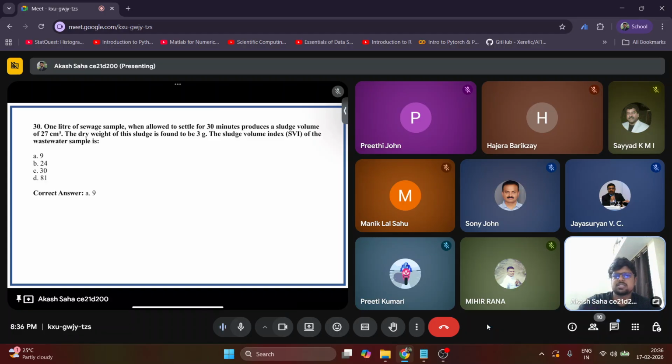This similar problem we have already done to find out the sludge volume index. Simply we have to divide the volume with the weight. So this is very simple. 27 by 3, it will be equal to 9.